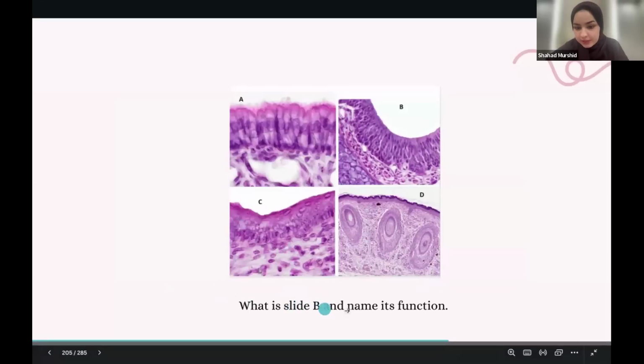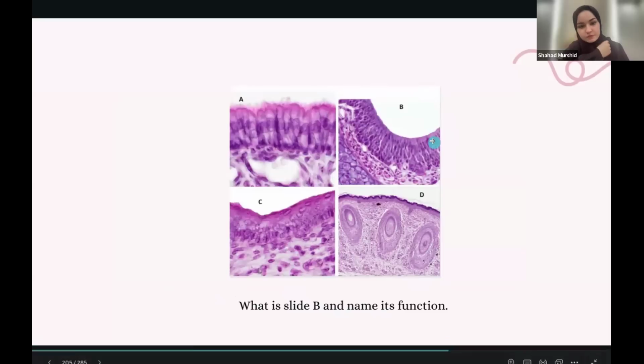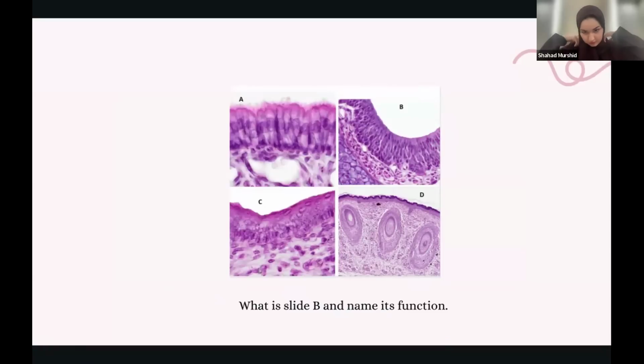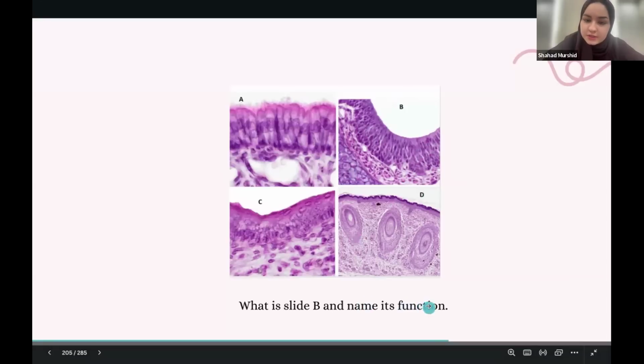So which slide is B and name its function? So B, what is this? Okay, so B is the olfactory epithelium, and the function of it is detecting odor. A would be the respiratory epithelium.